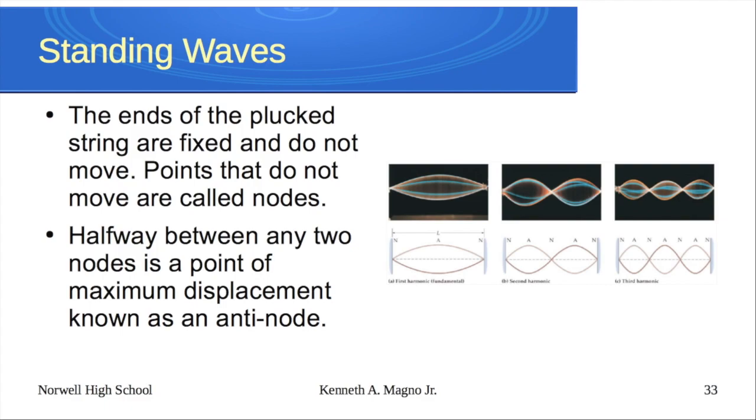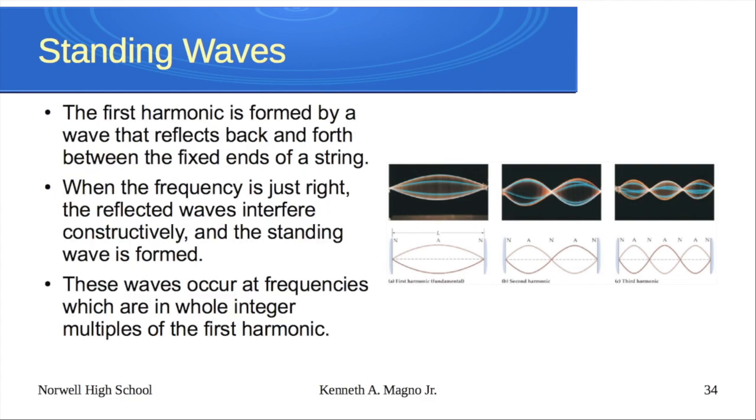These additional second and third harmonics can set up on the string just because that string can resonate, which we're going to talk a little more about later. It means they can fit in the string. So what's happening here is the first harmonic is formed by the wave that reflects back and forth between the ends of the string. When the frequency is just right, that reflected wave interferes constructively to form the standing wave. And when it occurs at those integer multiples, we get these other different forms here.